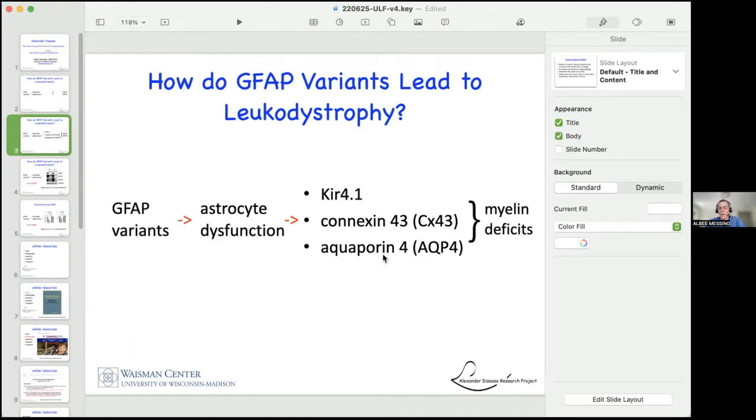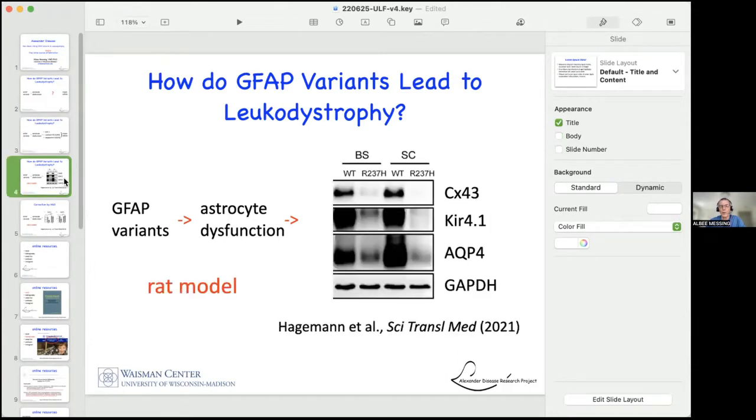Each of these are proteins that form channels in the membrane and allow either ions or water to go through. And clearly there are genetic disorders where these proteins are the primary target, and, at least for KIR 4.1 and connexin 43, you get myelin deficits. For aquaporin 4, there's an autoimmune disorder that involves inflammation in the brain. Something similar to that may be happening in Alexander disease. The evidence for that is coming from our new rat model that was just published last year.